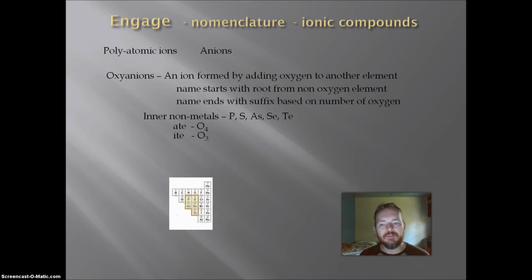The other category of nonmetals would be the outer nonmetals. And the outer nonmetals kind of form a ring around the inner nonmetals. And that's boron, carbon, silicon, nitrogen, oxygen, fluorine, chlorine, bromine, iodine, and astatine. And the rule is that the outer nonmetals get 1 less oxygen than the inner nonmetals. So if we're looking at chlorine, and it has ate, there would be 3 oxygen. So chlorate would be ClO3. If it's ite, then there's 2 oxygen, so chlorite would be ClO2.